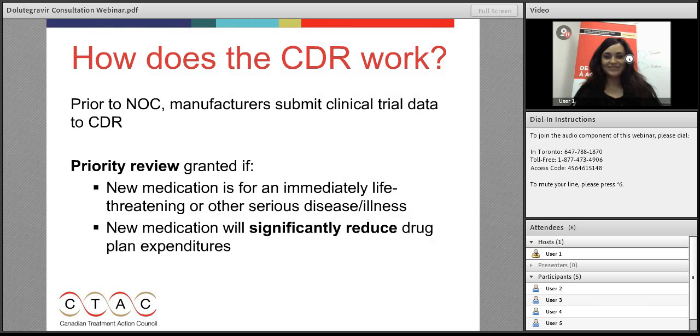So how does the Common Drug Review process work? Prior to receiving a notice of compliance, drug manufacturers are able to submit clinical trial data to the Common Drug Review. If the new medication treats a life-threatening or serious condition and/or significantly reduces the cost of drugs, the Common Drug Review can grant priority review for a new medication. And in this case, Dolutegravir has been approved by the FDA, so we could expect that Health Canada approval will follow shortly.